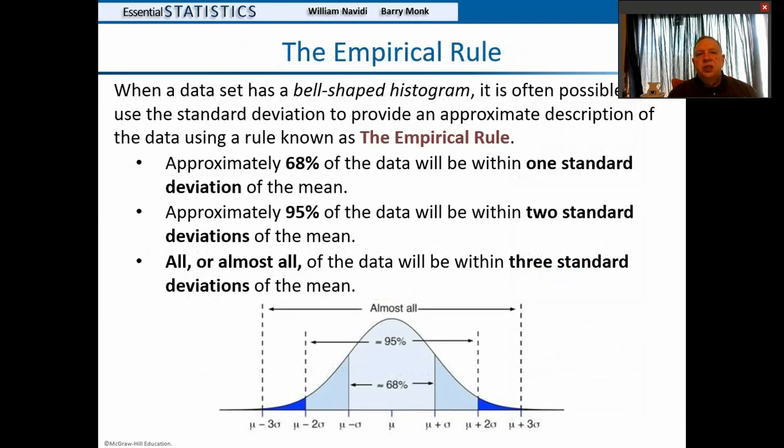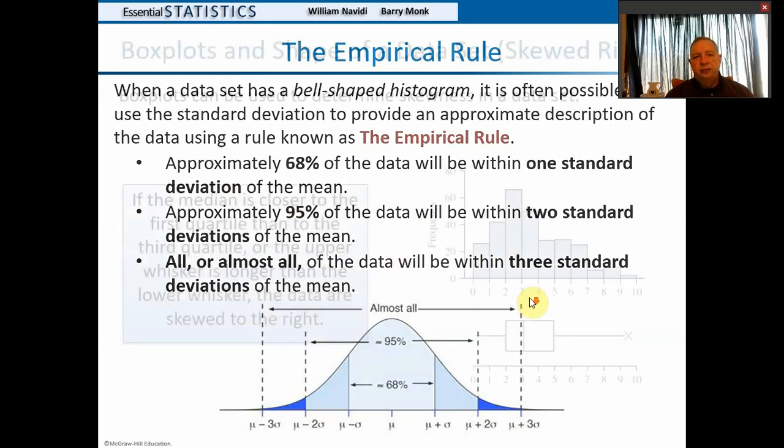Okay. So let's go back over some of that, the empirical rule. When a data set has a bell-shaped histogram, it is often possible to use the standard deviation to provide an approximate description of the data using a rule known as the empirical rule. Again, approximately 68% of the data will be within one standard deviation of the mean, that's within plus and minus one. That's the full range, not just the mean and one. Approximately 95% of the data will be within two standard deviations, plus and minus. And then almost all of the data will be within three standard deviations, 99.7% if you want to get a little finer.